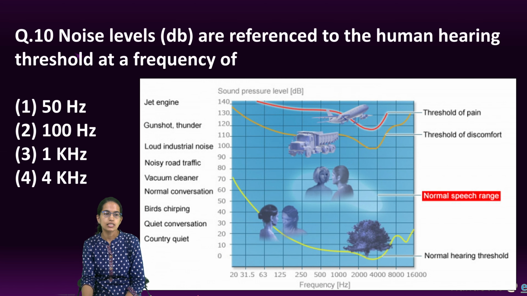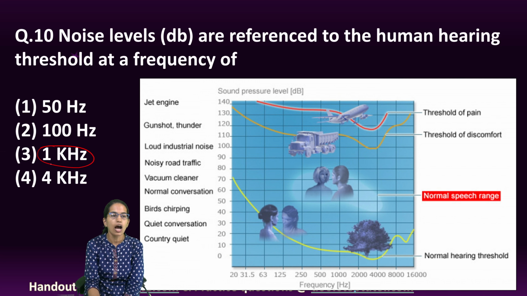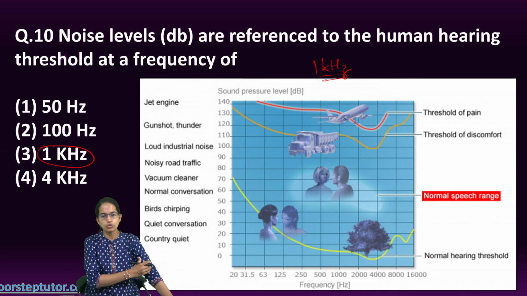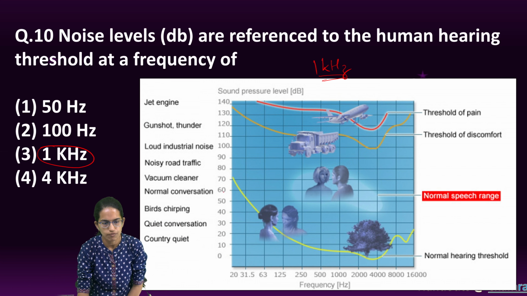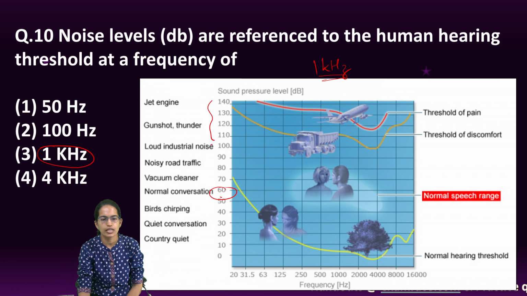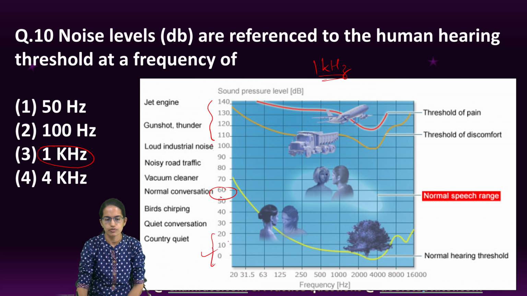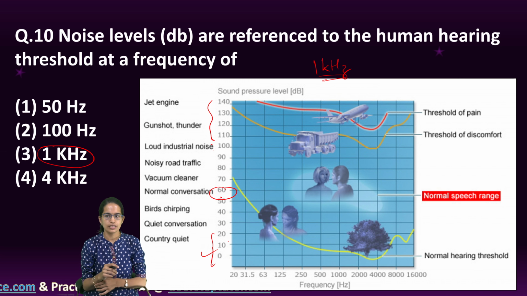The last question is, noise levels in decibels are referenced to the human hearing threshold at a frequency of 1 kilohertz. So decibels are referenced at 1 kilohertz, and that's how we understand those. Okay, so those are the various sound pressure levels. The normal speech range, as you can see, is somewhere around 60. 120, 100 and above are loud sounds, and then we have the country quiet atmosphere, which is around 20 decibels. So those are some of the ranges of the noise levels which can be witnessed.